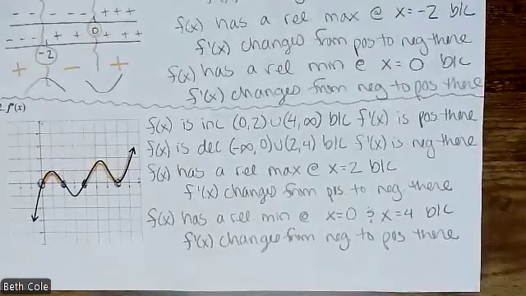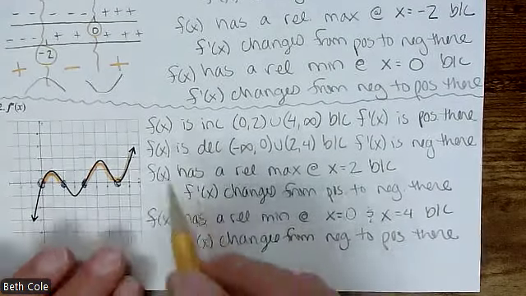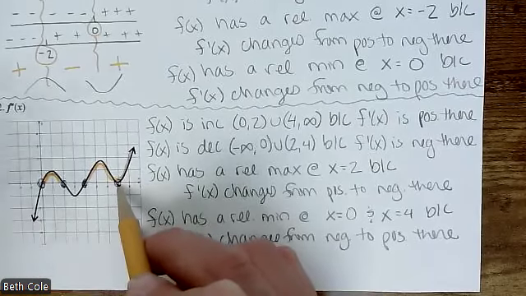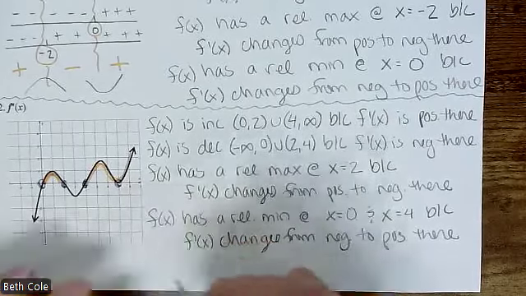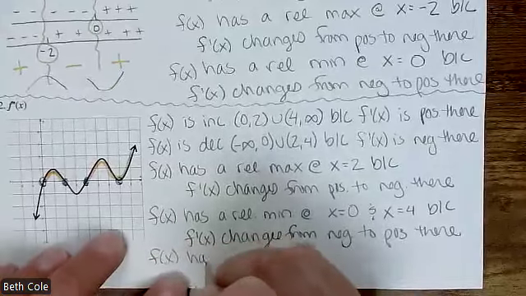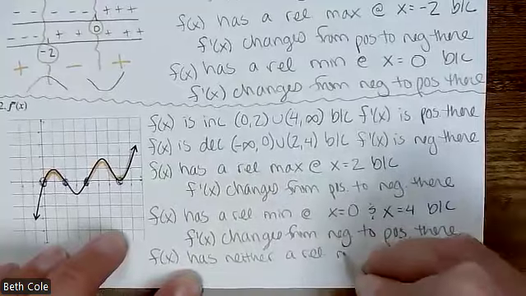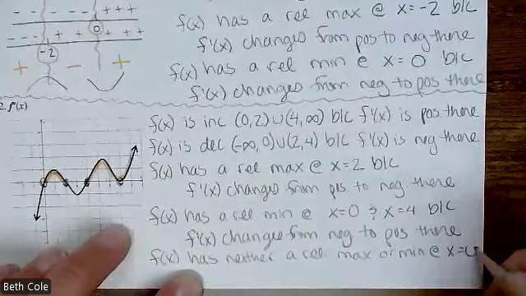And you have to write one more sentence. Who is the critical point that we did not mention yet? Because you have to mention all of them. 6. Now, there's not a change at 6. So it's still a critical point, but you don't get a relative maximum or minimum out of it. Do you get what I'm saying? Okay. So f of x has neither a relative max or min at x equals 6.